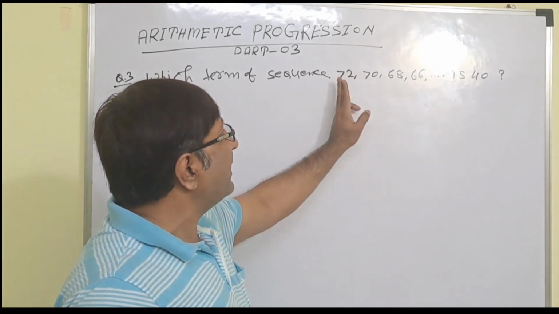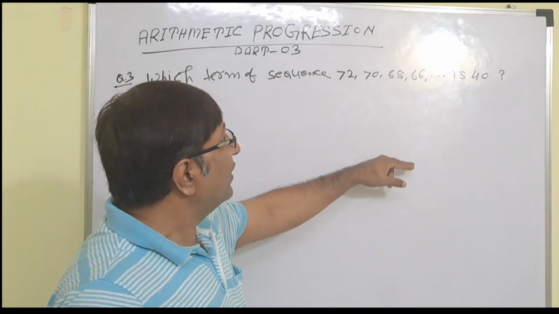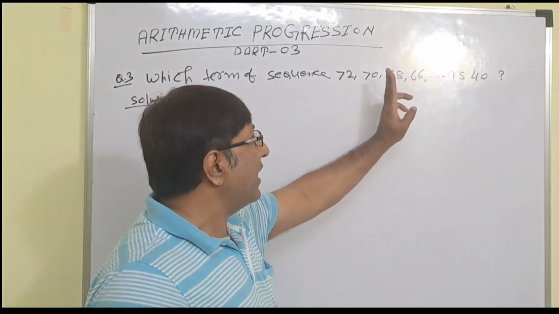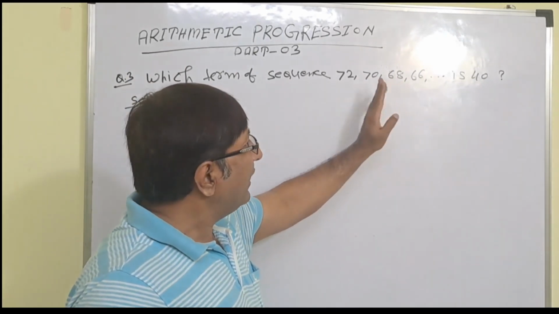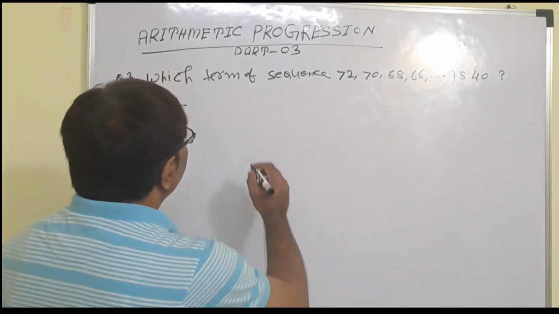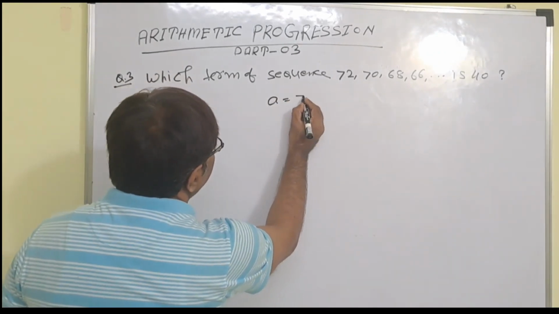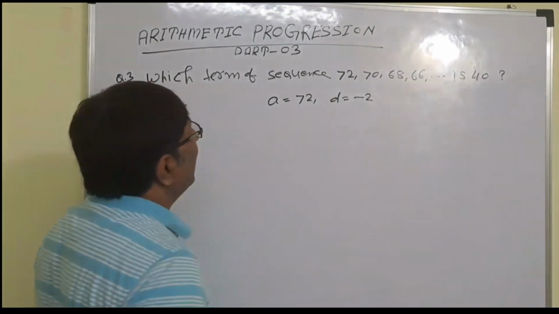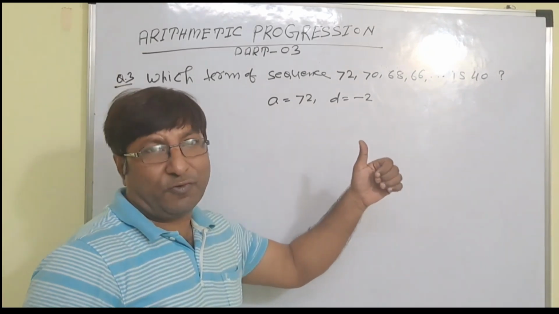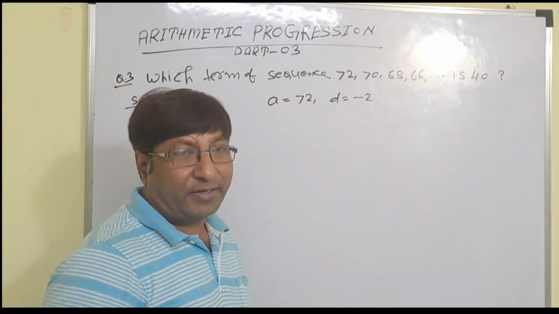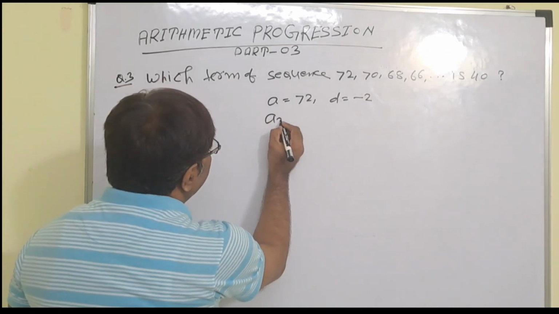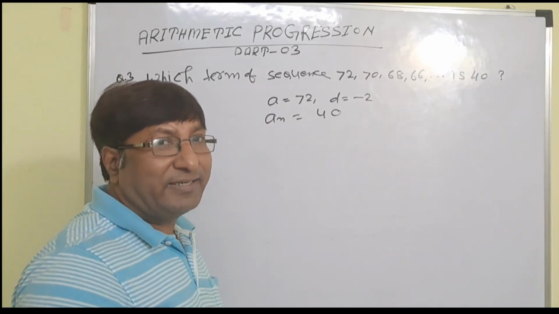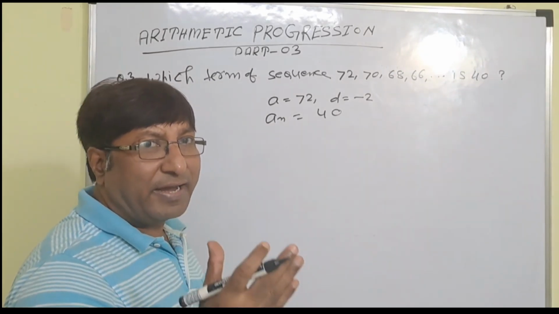So 70 minus 72 is minus 2. 68 minus 70 is minus 2. 66 minus 68 is minus 2. So here the common difference is minus 2, the first term is 72, and the common difference is minus 2. Now we have to find which term of the sequence is 40. So suppose the nth term is 40, so an equals 40. You know the general term of the AP, that is the nth term, is a plus n minus 1 into d.